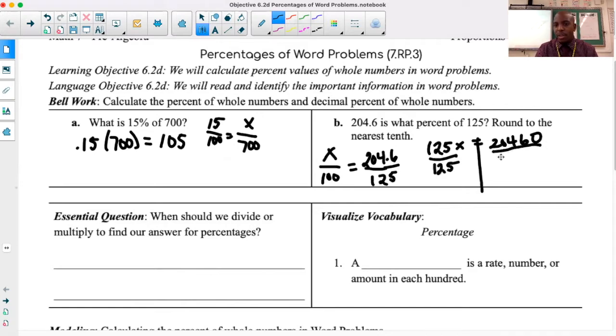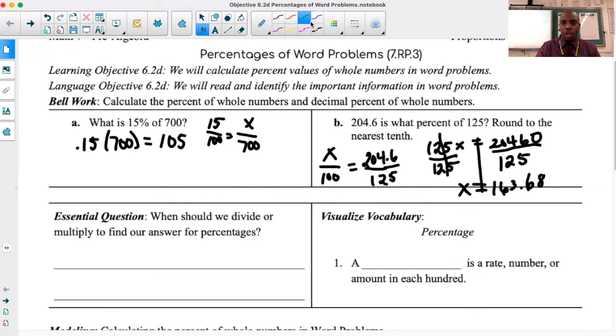Now, remember, ladies and gentlemen, this is a one-step equation, what we learned in unit 4.5. Whenever you see multiplication next to a variable, we need to do the opposite, the inverse, which is division. We will divide by 125 to get x by itself, okay? Once we get x by itself, we have solved the actual problem. So that number divided by 125 gives us 163.68.